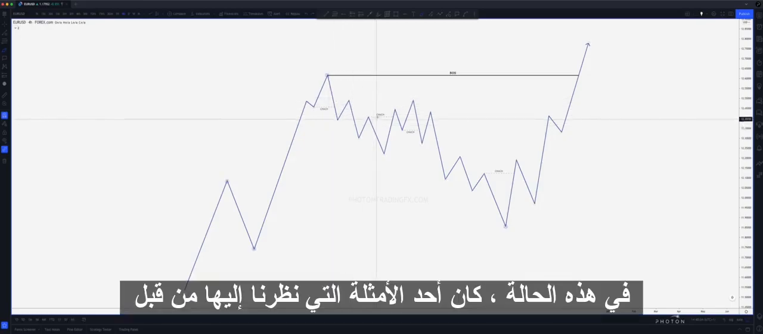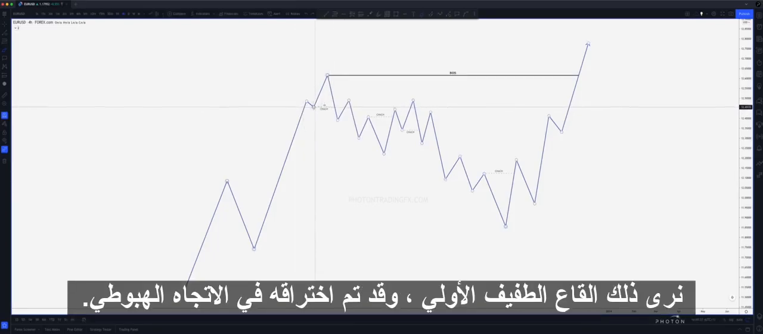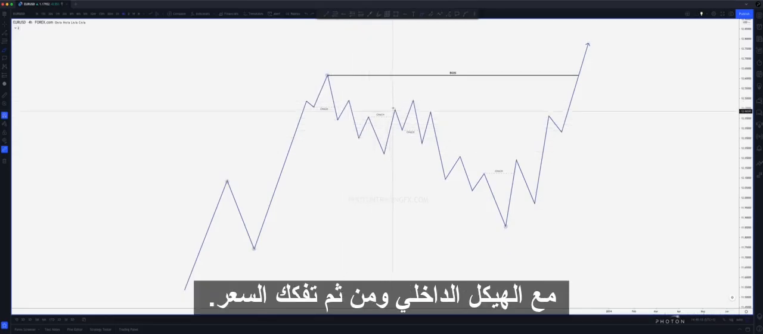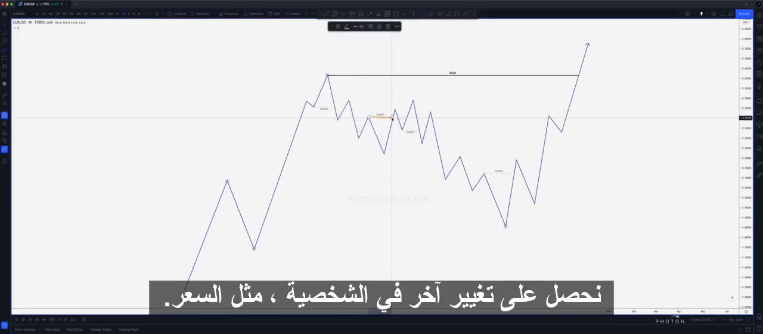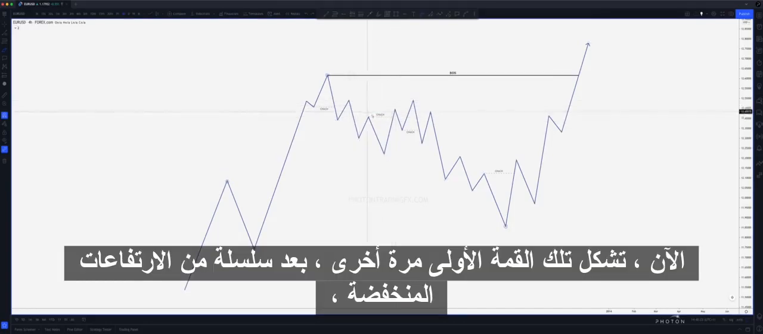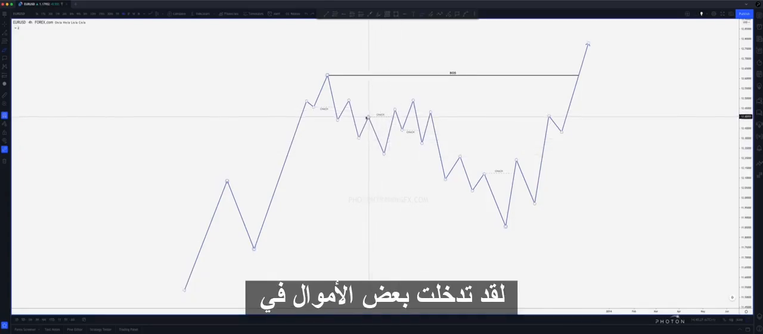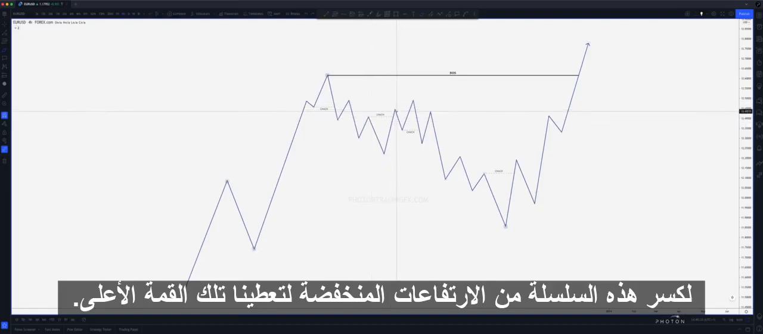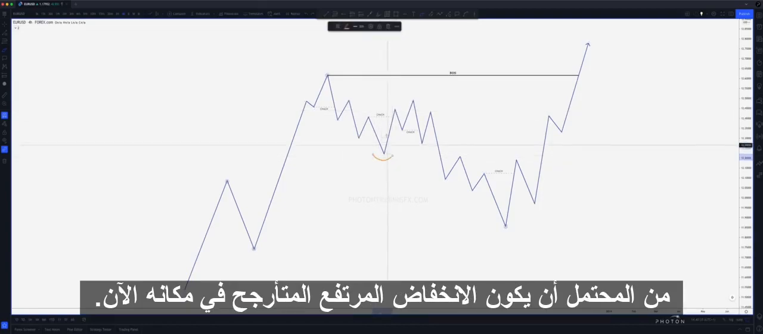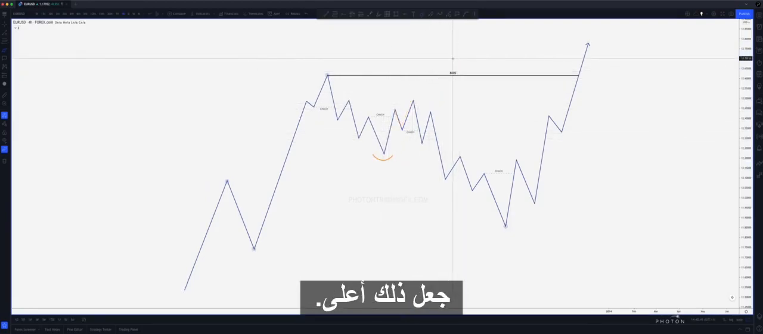In this case, one of the examples that we looked at before was where we see the initial change of character, we see that initial minor low get broken to the downside, then we get a series of lower lows and lower highs with the internal structure. And then price breaks up, we get that minor break of structure there, we get another change of character as price now forms that first higher high again after a series of lower highs, showing us that some bullish intent has come into the market, that some money has stepped in to break this series of lower highs to give us that higher high. So we can use that as a signal that potentially the swing higher low is now in place and we are about to start the next bullish swing leg to make that higher high.